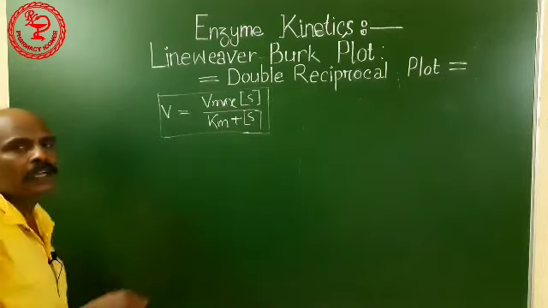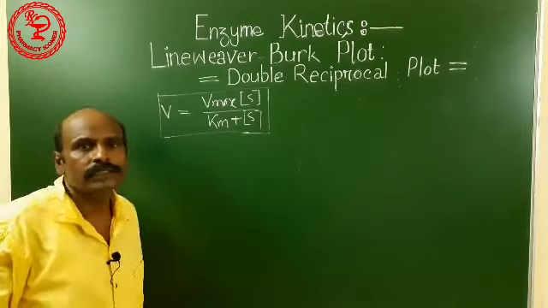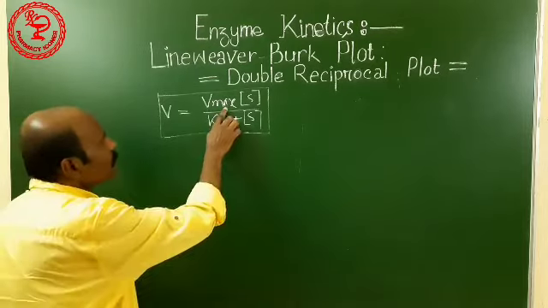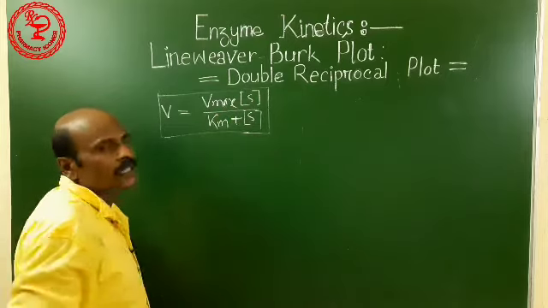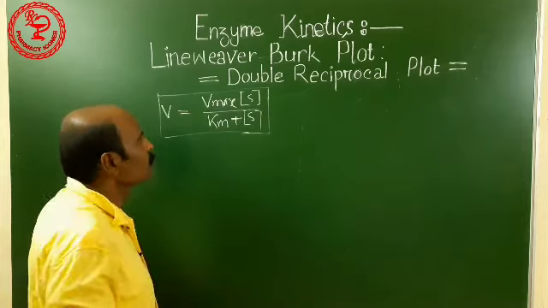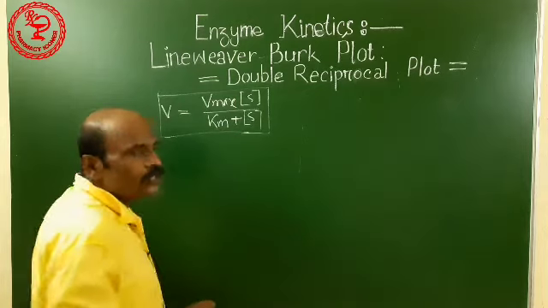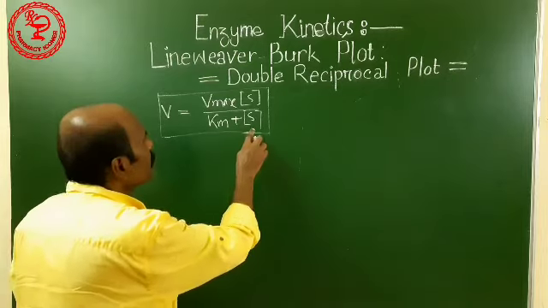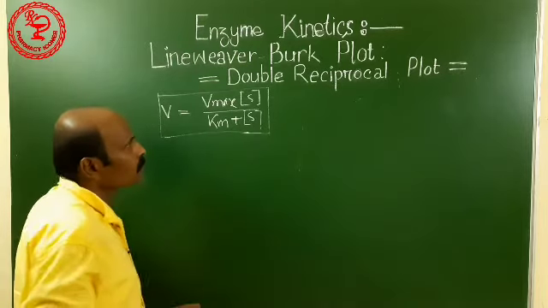Here V is the measured velocity. So if we take V0, it is the initial velocity. Vmax is the maximum velocity. S is the substrate concentration. Km is the Michaelis-Menten constant. It is also known as the Briggs and Haldane constant.